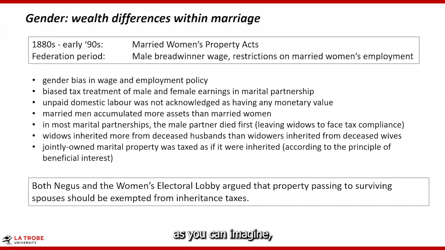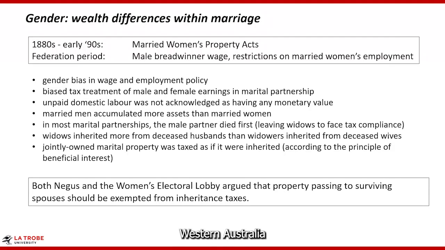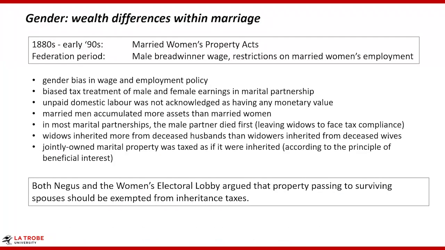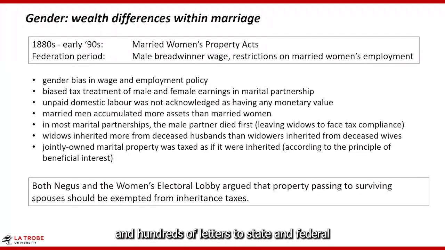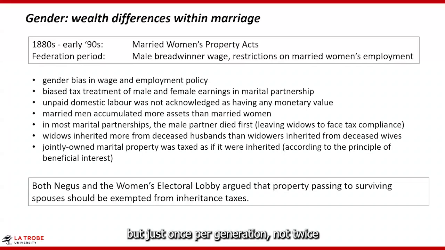All of this, as you can imagine, provided plenty of material for tax reform activists. Sid Negus began in Western Australia as a grassroots activist whose main concern was the welfare of widow women struggling with tax compliance after the husband died. He was elected to the Federal Senate in 1970, and his election politicised the inheritance taxes and drew more attention to their unpopularity. The Women's Electoral Lobby ran the Probate Action Group in Sydney from 1974 to 1978. The group wrote multiple submissions to government and hundreds of letters to state and federal parliamentarians. They thought that the inheritance tax was fair, but just once per generation, not twice per generation.